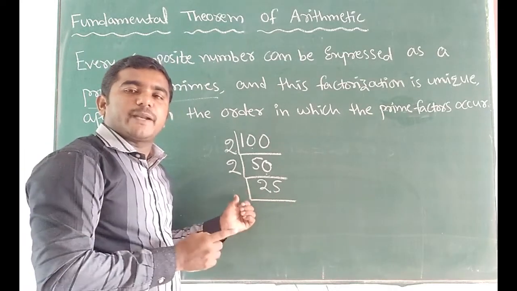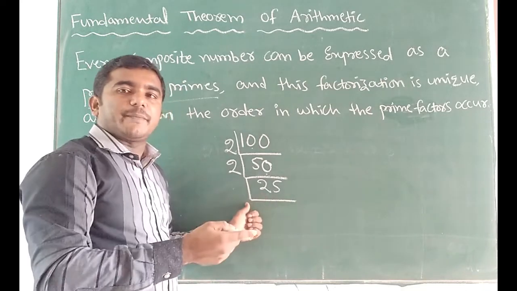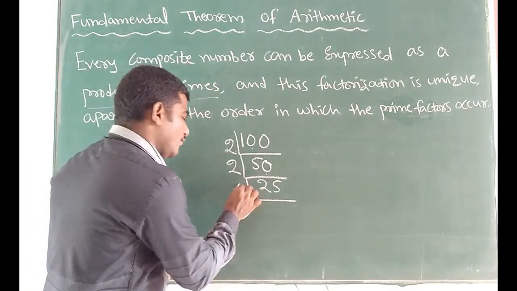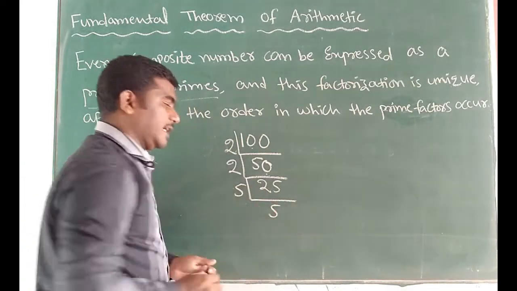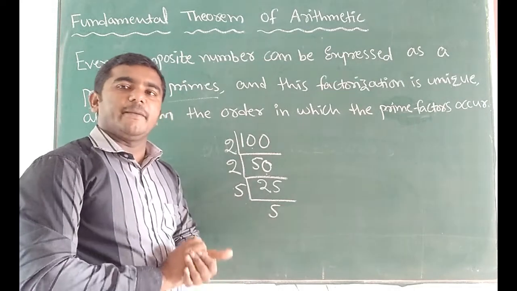Next prime number. The next prime number after 2 is what? 3. Is it divisible by 3? No. So the next prime number is 5. So check with 5. Is it divisible by 5? Yes. 5 5s are 25. Now the last one is 5. It is already a prime number.